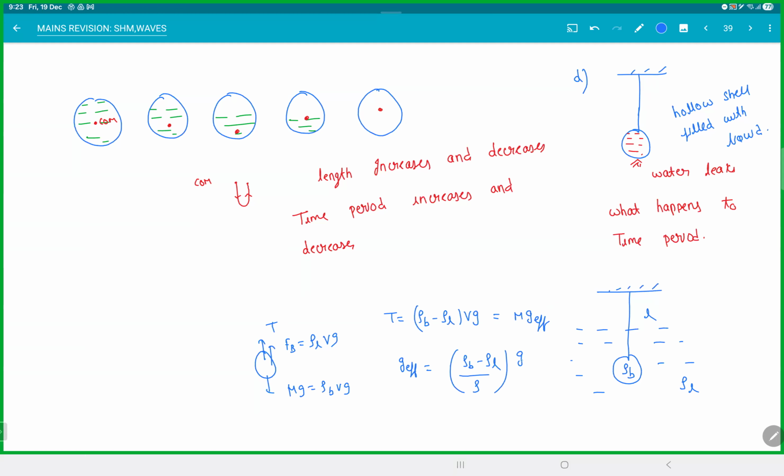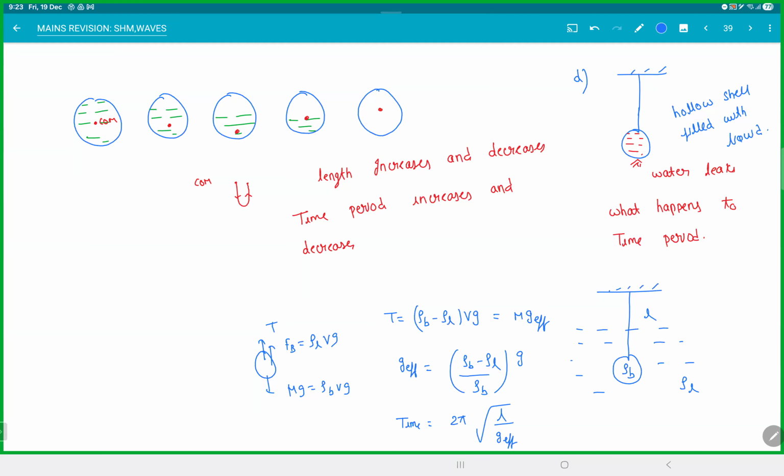So we get G effective will be rho B minus rho L by rho B into G. So if you ask the pendulum, boss, what is your gravity? Pendulum will think this is my new gravity. Pendulum does not care whether you're getting the force due to the mg or the buoyant force. So the time period will be 2 pi root over L by G effective. Is that clear, everyone?